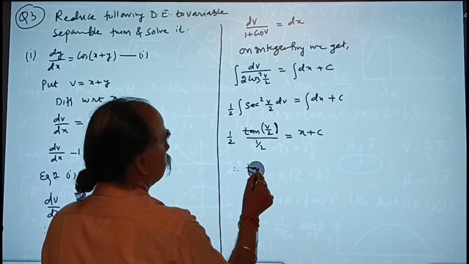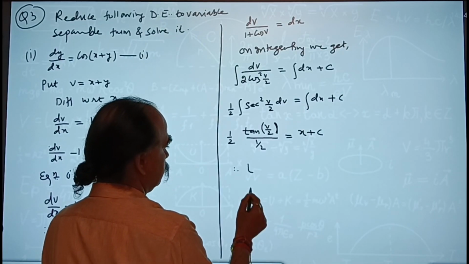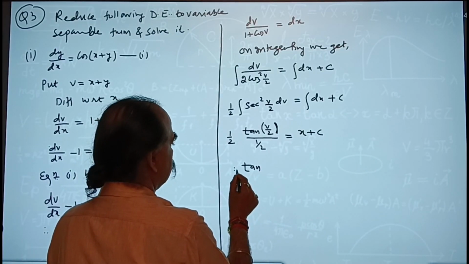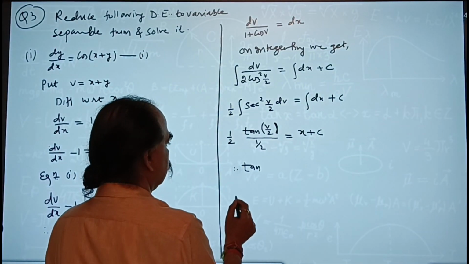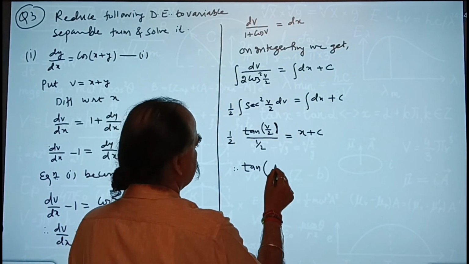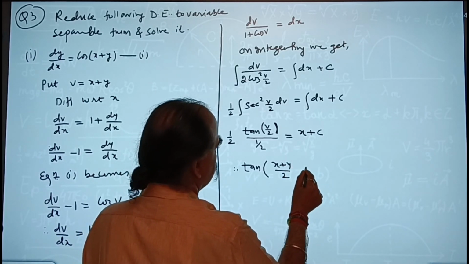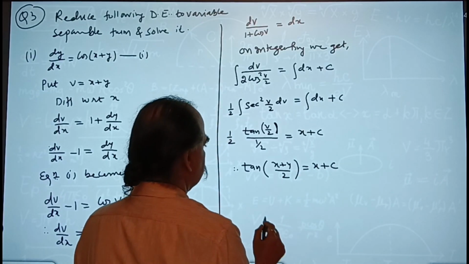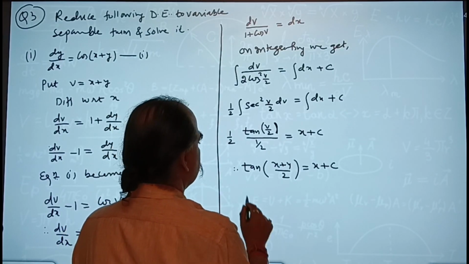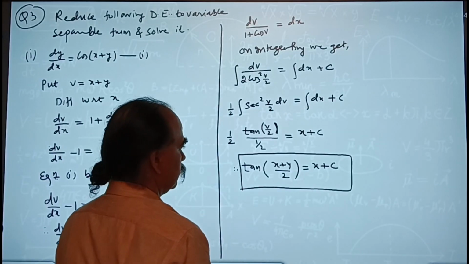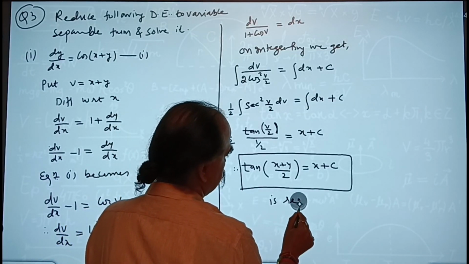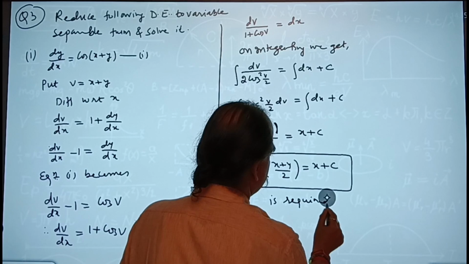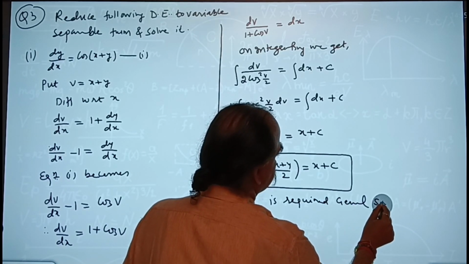Half will get cancelled. Tan of v by 2, v is what? x plus y. Tan of x plus y by 2 is equal to x plus c, is the required general solution.